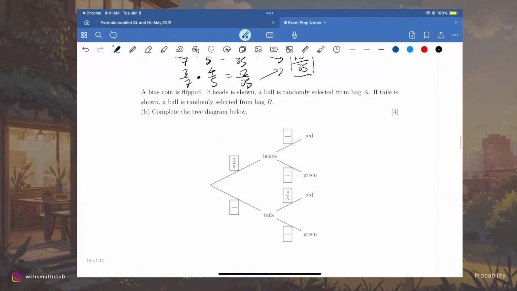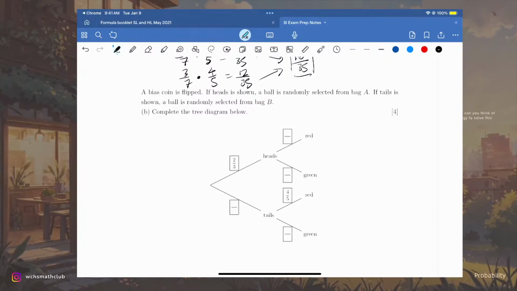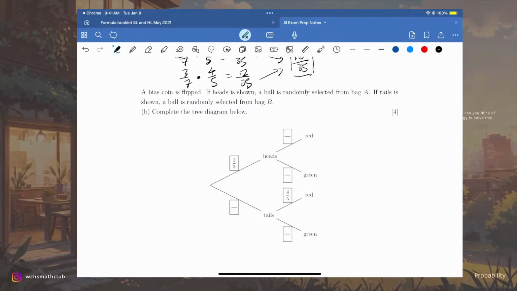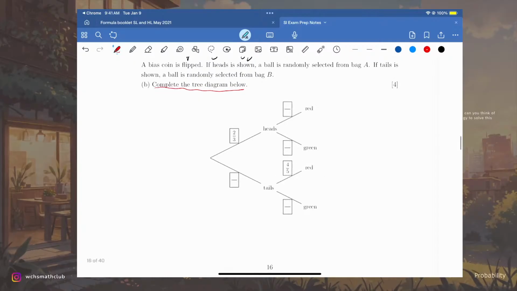Our second question, I'm just going to read it out loud. So a biased coin is flipped. If heads is shown, a ball is randomly selected from bag A. If tails is shown, a ball is randomly selected from bag B. And basically what the problem is asking you to do is to complete the tree diagram below.